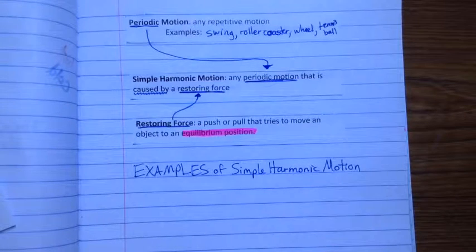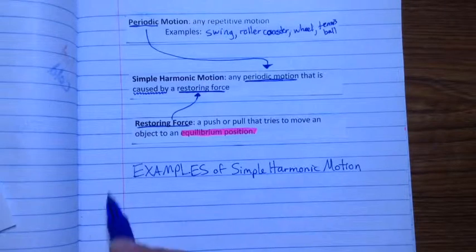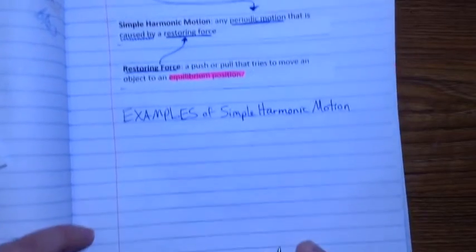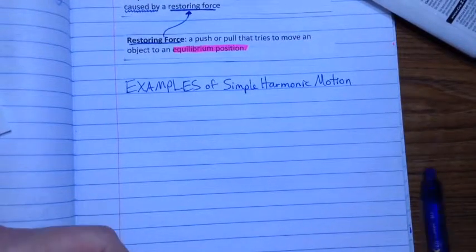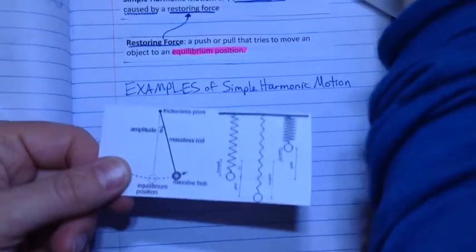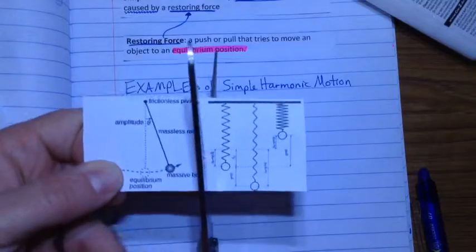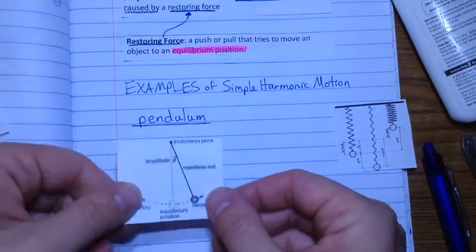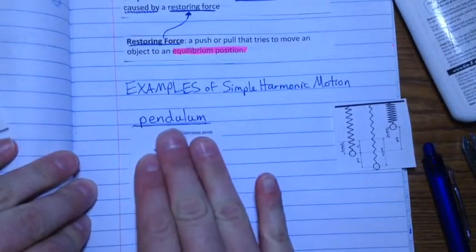The best way to understand harmonic motion and what it really is, is to look at examples. So let's look at some examples of simple harmonic motion. The most classic example is a pendulum. Go ahead and glue in the picture of a pendulum. Try and use as little glue as possible because we're going to write on it.